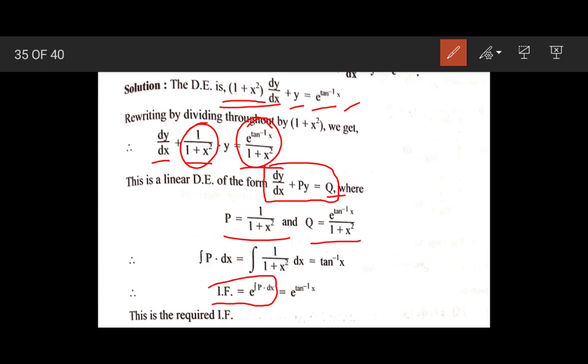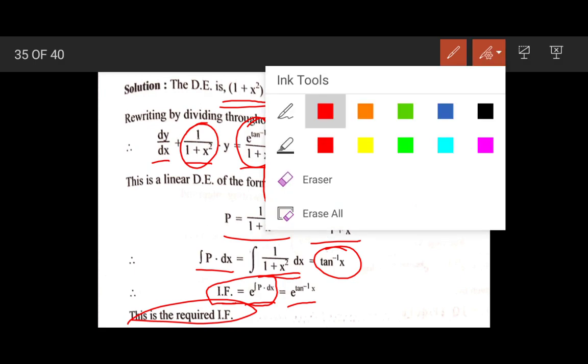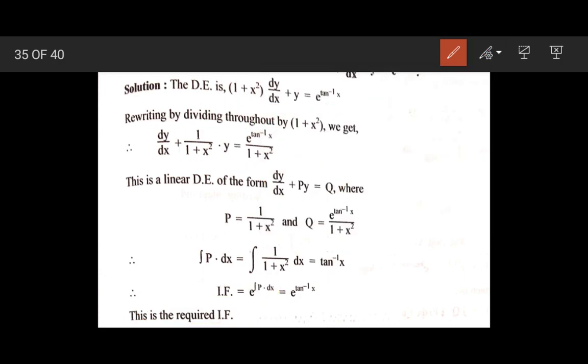For the integrating factor, the formula is e raised to integral of P dx. So first let us integrate P. Integral of P means integral of 1/(1 + x^2) dx. Integral of 1/(1 + x^2) is tan^-1 x. So the integrating factor is e raised to tan^-1 x. This is the required integrating factor. So for finding the integrating factor, first find P and then use this formula.